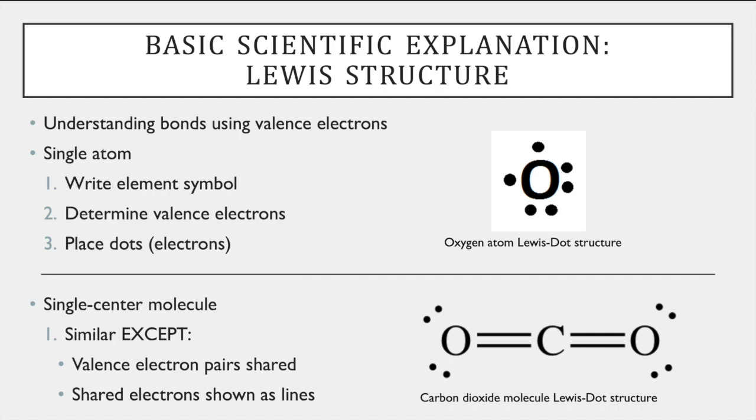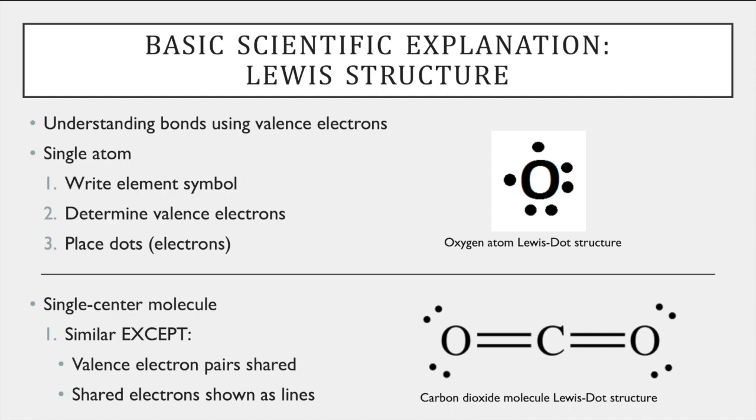To understand how to find the shape of a molecule, one must first use the Lewis dot structure model. The Lewis structure is used to determine how atoms and molecules form bonds by using valence electrons. For a single atom, the Lewis structure is formed by writing the element symbol, using the periodic table to determine the amount of valence electrons it has, and placing dots, representing the valence electrons, around the symbol one at a time. For example, the Lewis structure of oxygen looks like this because it has 6 valence electrons.